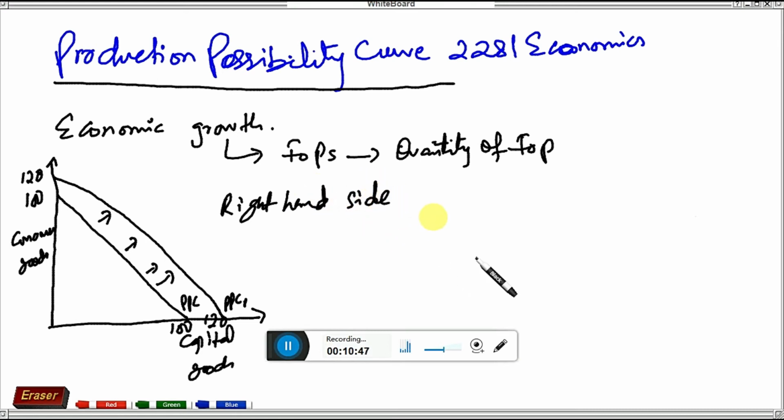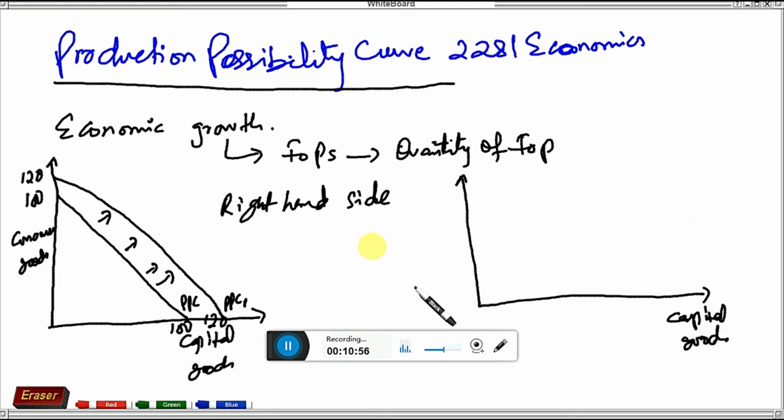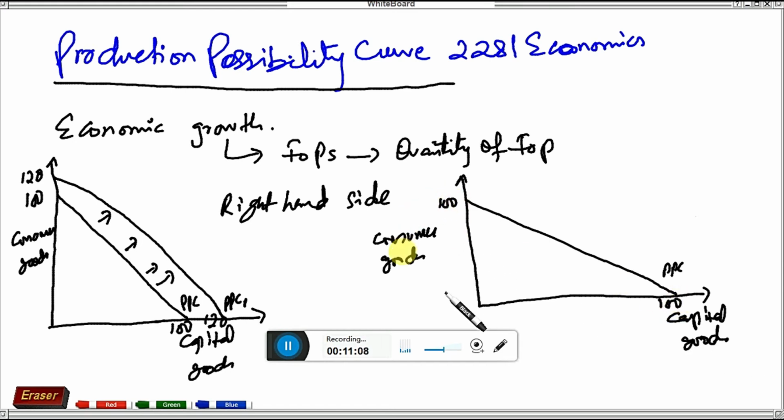Okay, but sir, if there is an inside shift, let me do that again. If there is an inside shift, again this is capital goods and this is consumer goods. So if this is a PPC curve like this, there were 100 units, and don't conclude at this time that there can only be 100 units. I'm only using these figures for simplicity. It could be any value over here. Okay, so now your production possibility curve is shifting inwards, as you can see.